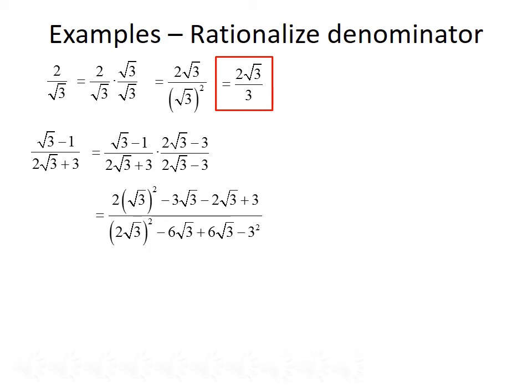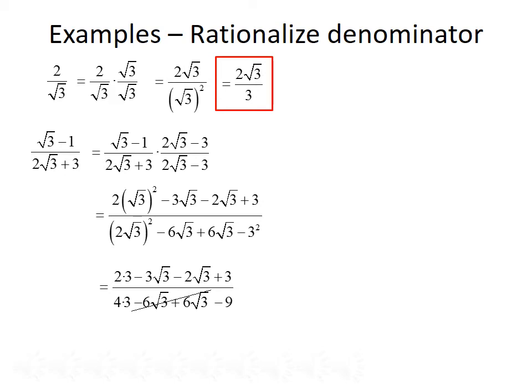We'll begin by simplifying our exponents, so we're going to evaluate those square terms. That leads us to 2 times 3 minus 3 root 3 minus 2 root 3 plus 3 divided by 4 times 3 minus 6 root 3 plus 6 root 3 minus 9. Notice that in the denominator we have minus 6 root 3 and plus 6 root 3.